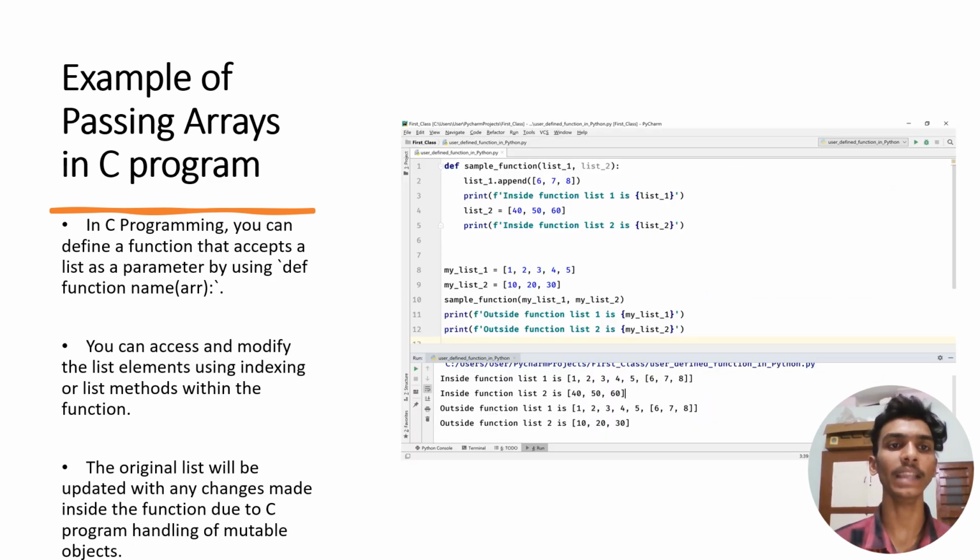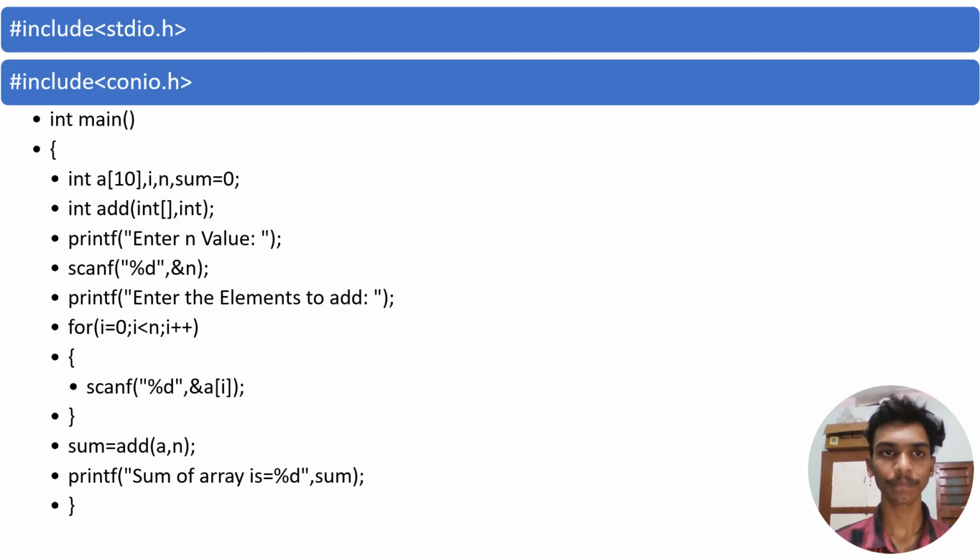Example of passing arrays in programming. We can define a function that accepts a list as a parameter. We can access and modify the list of elements by indexing or list methods within the function. The original list will be updated with any changes made inside the function, because the list is a mutable object.